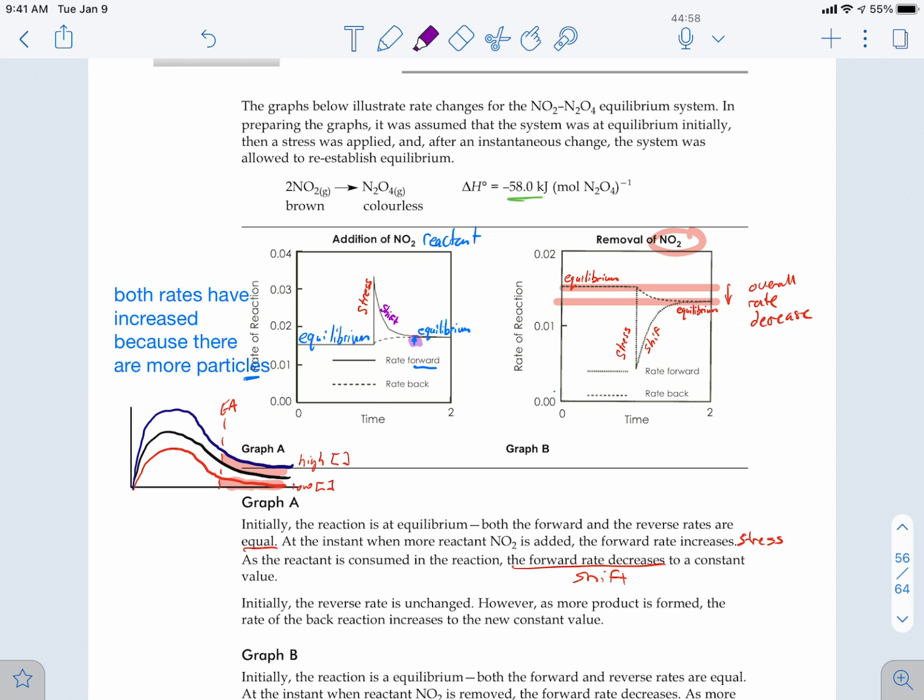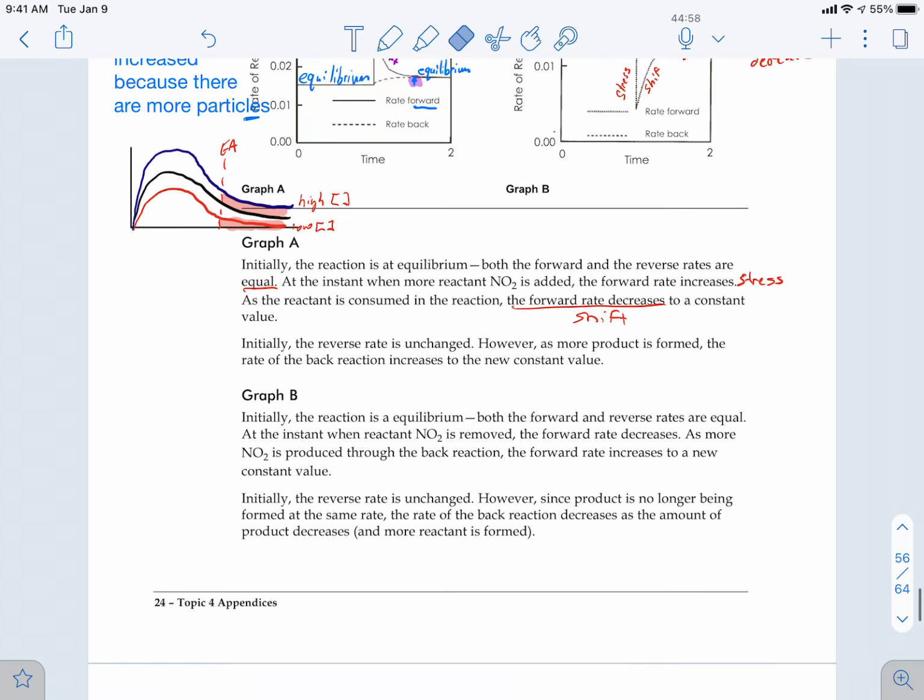Opposite happens if you take something away. You get an immediate stress, and then which slows down that rate, whatever it is, very quickly. And then the rate has to climb back up from that position as the reactant in its reverse rate produces more NO2 to compensate. Okay, so overall, because you removed particles, the overall is going to be a decrease. So that's what these lines are here for.